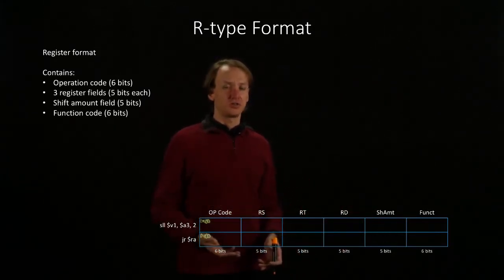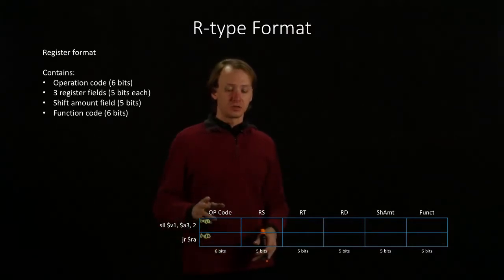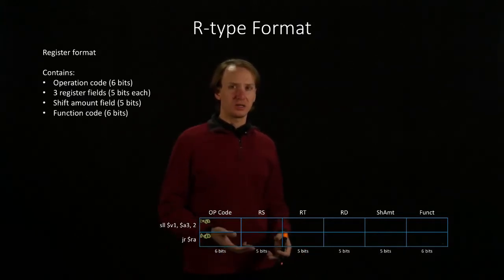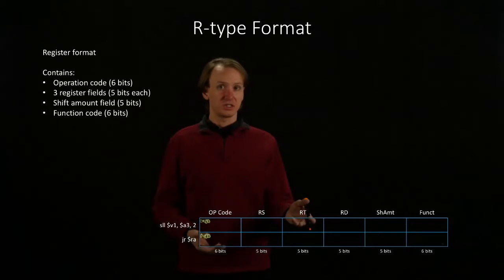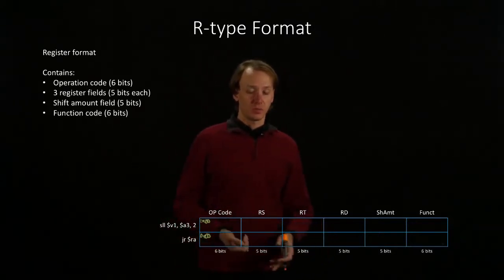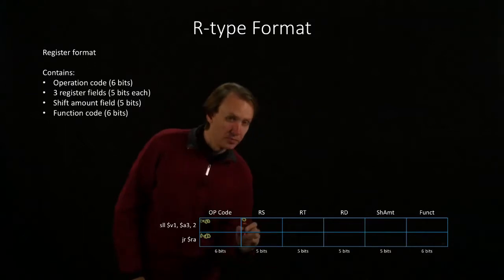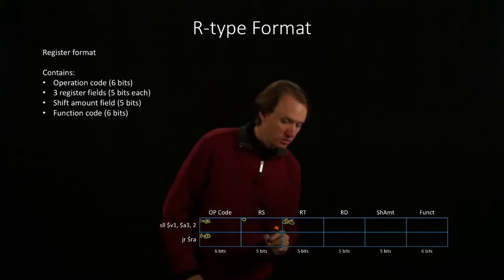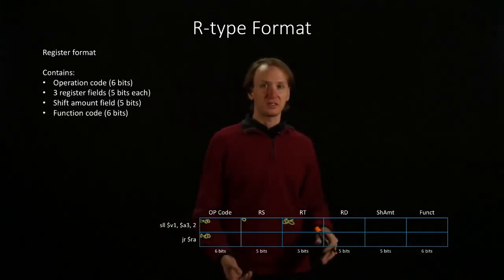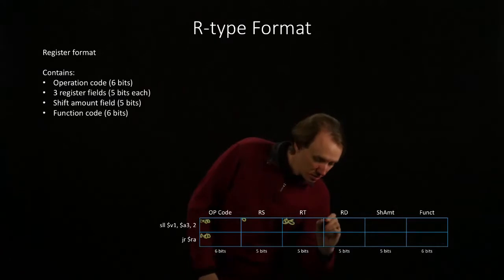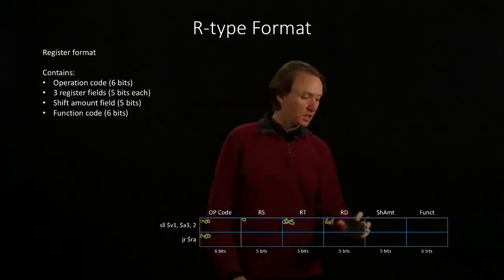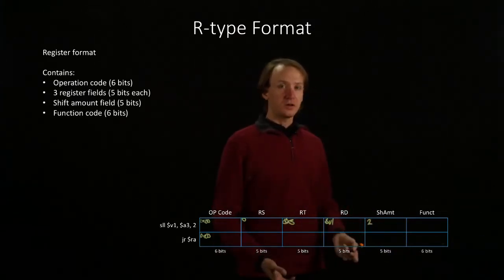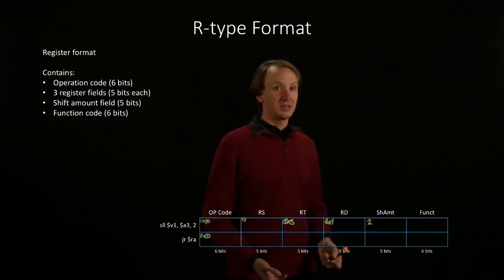Our shift left logical instruction has one source register, so you might think that we'd like to put it in the RS field. Unfortunately, this is one odd case where our source register is actually going to end up in the RT field. We won't put anything into the RS field, and A3 is our source register. The destination register is V1, and the shift amount is obviously 2. The function code for a shift left logical instruction is also 0.